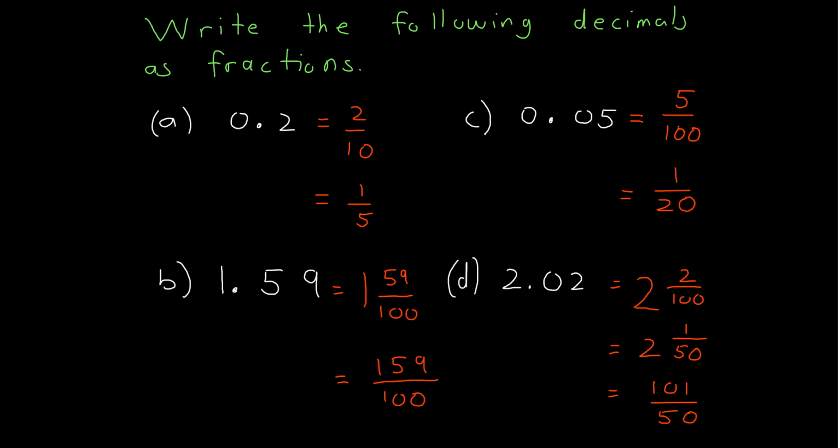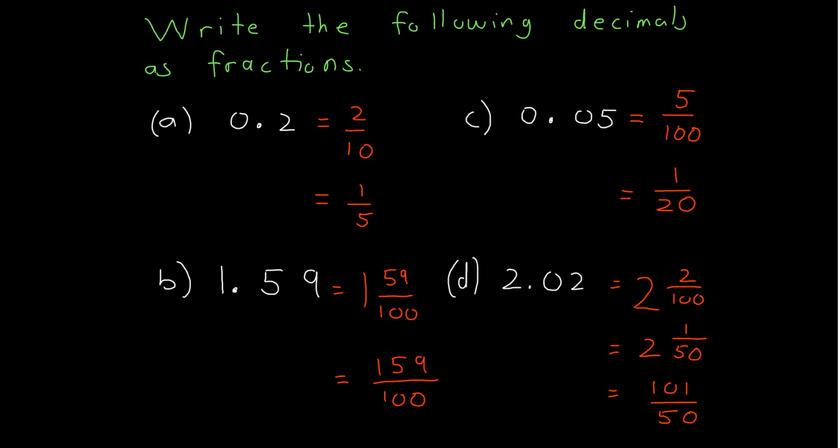The next one, 1.59. I get the 59, which is after the decimal point, and I put it over 100. 2 digits after the decimal point, 2 zeros in this denominator, and the 1 here stays out the front, so it's 1 and 59 over 100, or if you like, 159 out of 100. Both of those are completely fine.